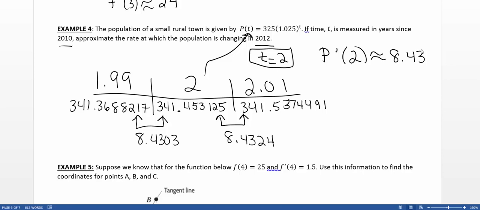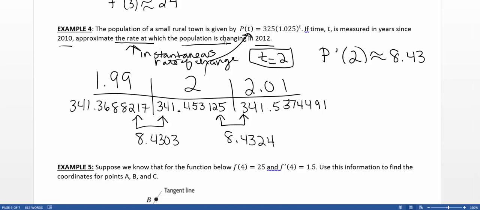Now, I want to point out here some of the key wording that was in the problem that told me that I was looking for the instantaneous rate of change. So it says, approximate the rate at which the population is changing. The rate is the instantaneous rate of change. So when you see that word rate, that should send up a signal for you that we're probably finding the derivative, also known as the instantaneous rate of change, at a point.